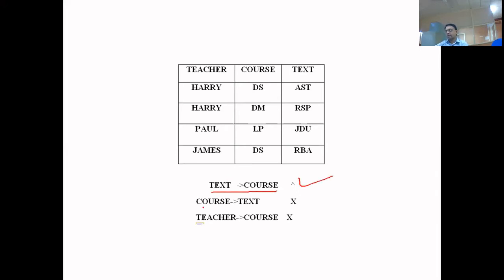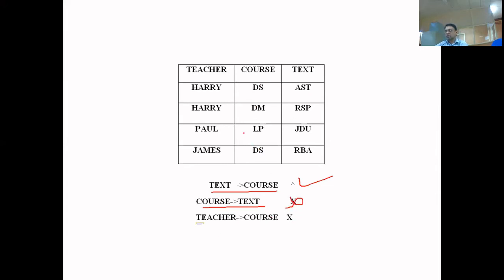If I write it as course determines text, we have to check whether it is right or wrong. Course data structure: if I know the data structure course name, is it possible to tell the text name? No, because for data structure we have two textbooks, Ronald B. Adler and Andrew S. Tannenbaum. I cannot say course determines text. So this functional dependency does not hold.